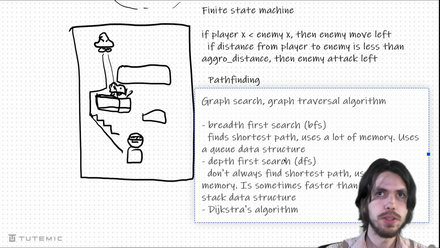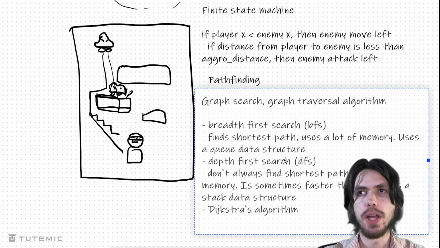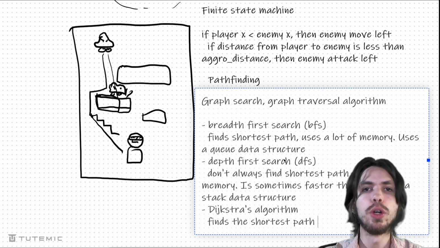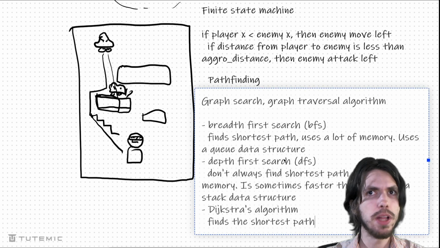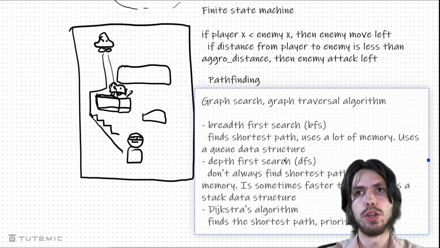So basically how Dijkstra's algorithm works, it's similar to the breadth first search, as in it finds the shortest path, which is cool. Similar to breadth first search, it actually works a lot the same way. It uses a queue, but a different kind of queue, a priority queue data structure.